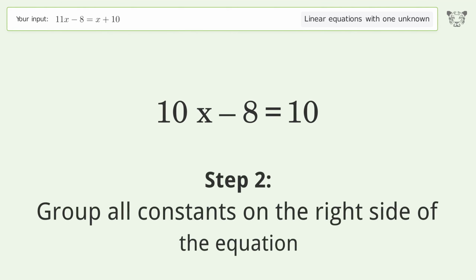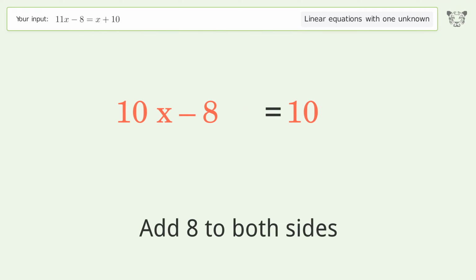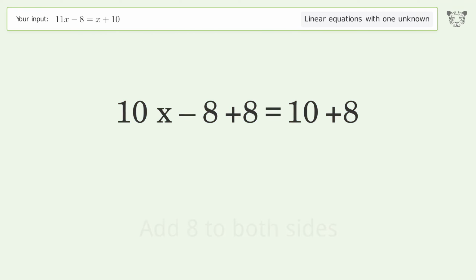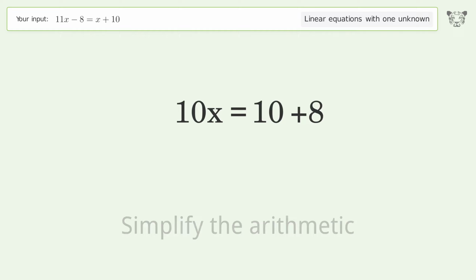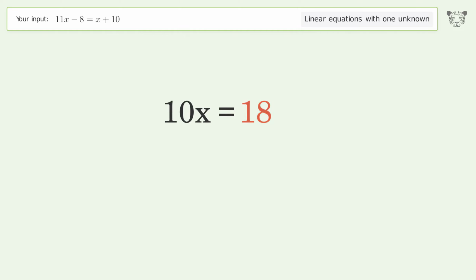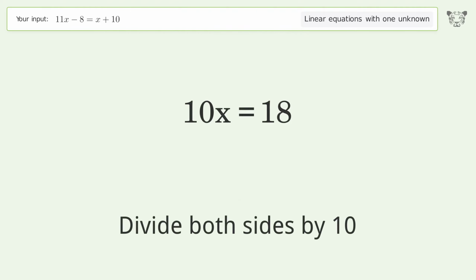Group all constants on the right side of the equation. Add 8 to both sides. Simplify the arithmetic. Isolate the x. Divide both sides by 10.